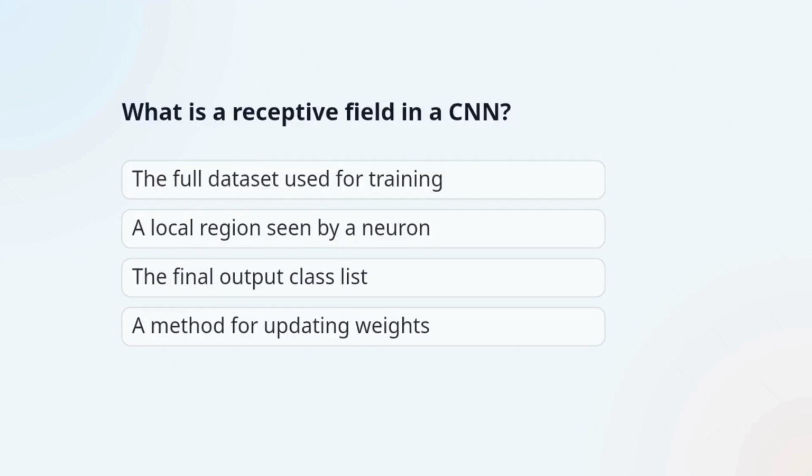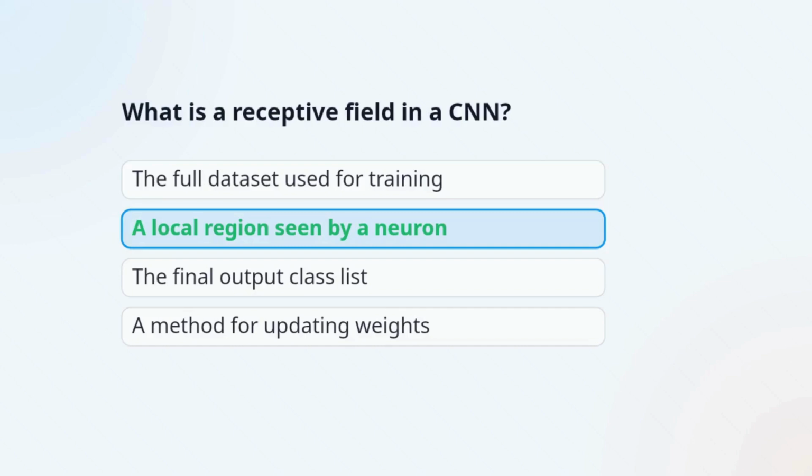Question 2. What is a receptive field in a CNN? The correct answer is a local region seen by a neuron. A receptive field is the limited area of input that a neuron responds to. This local focus is one of the key ideas behind CNNs.